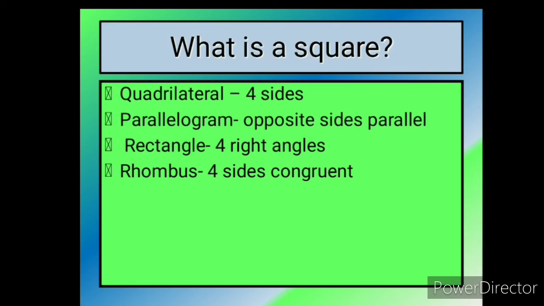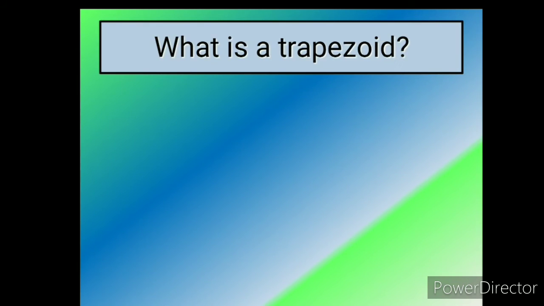Got it? Generally what we know till now is a square has all four sides equal and each angle measures 90 degrees. Till now you knew that, but now you should know a square is a parallelogram, rectangle and rhombus. Yes, this is the shape of a square.